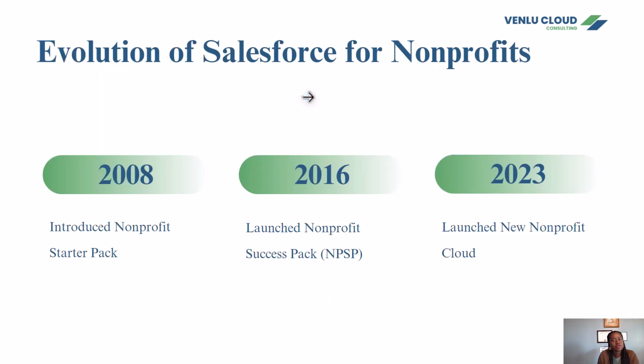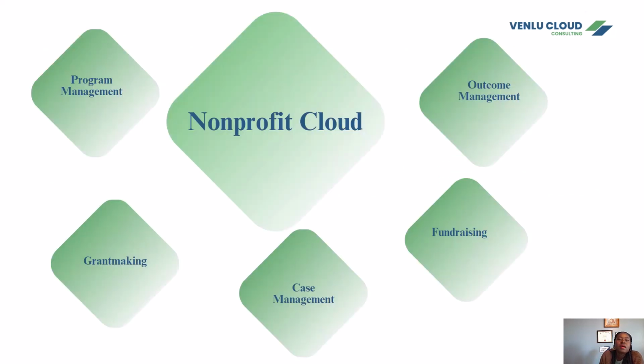Let's talk about the evolution of Salesforce for nonprofits. In 2008, Salesforce introduced Nonprofit Starter and then launched Nonprofit Success Pack (NPSP) in 2016. Fast forward to 2023, Salesforce launched the new Nonprofit Cloud. The new Nonprofit Cloud includes program management, case management, fundraising, outcome management, and grant making. I want to point out that grant making is a separate license, it's an add-on.